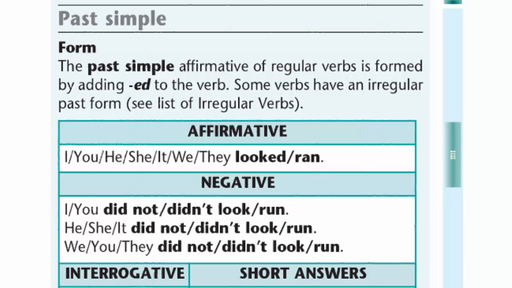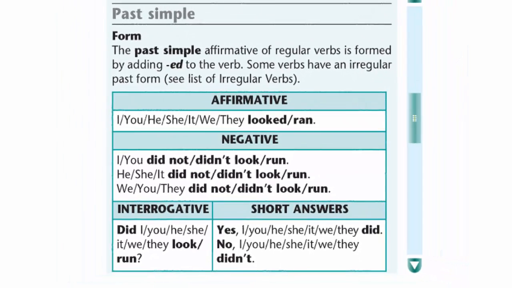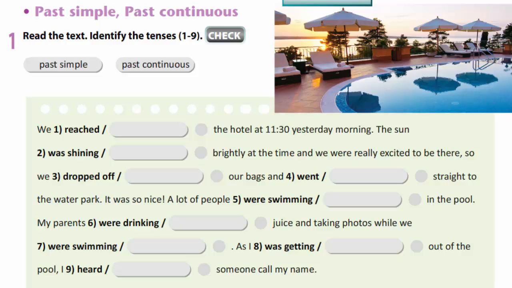Don't forget about verb did as auxiliary one in negative sentence. For example, I looked, you will say I didn't look. And in interrogative sentence, you will say did he look. Now exercise 1. You are to read the text and identify the tenses.